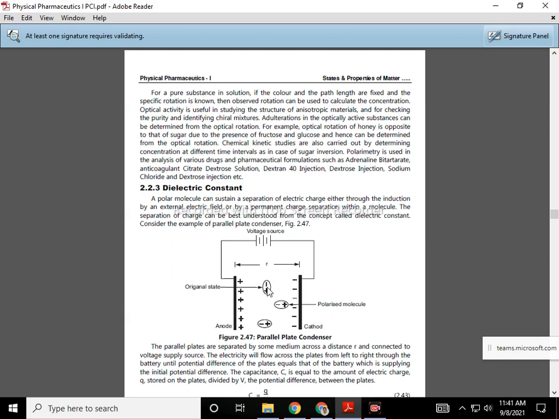No charge separation in the molecule. As soon as we switch on the capacitor, they would change themselves like this with a particular degree, not with the same degree. But while doing so, they are consuming more current.